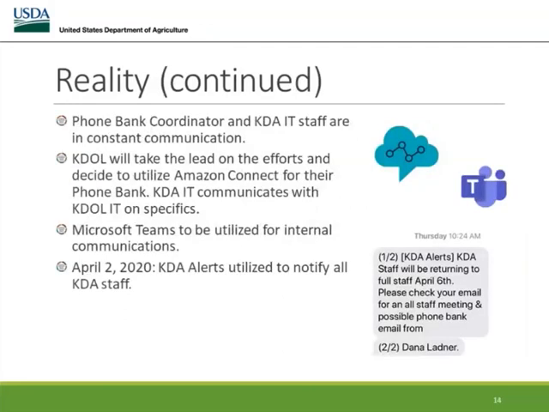I was in constant contact with our IT staff, asking them their opinions on things, being able to get the right information to the phone bank coordinators, getting headsets to our folks with that. But we also had to realize that the Department of Labor was going to be taking the lead on the effort. So they have decided to use Amazon Connect for their phone bank, and our IT team communicates with their team on specifics, and they've decided to use Microsoft Teams for their internal communication.